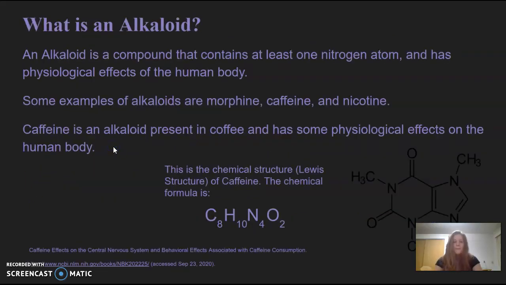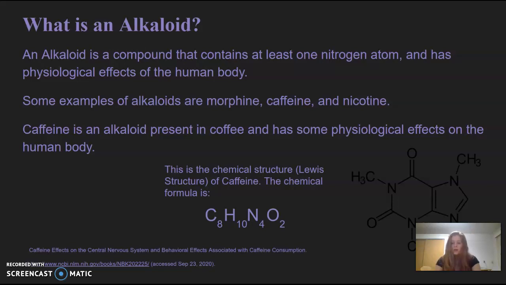All of these have been found to have a potential health risk, but none have been found to be carcinogens. What is an alkaloid? According to NCBI, an alkaloid is a compound that contains at least one nitrogen atom and has physiological effects on the human body. Some other examples of alkaloids are morphine, caffeine, and nicotine.